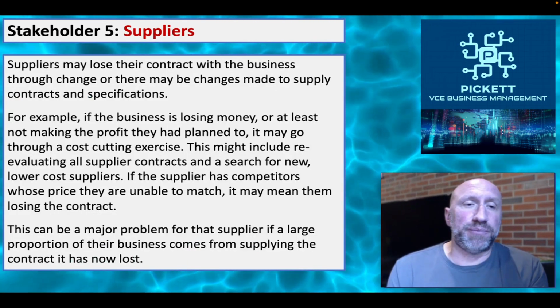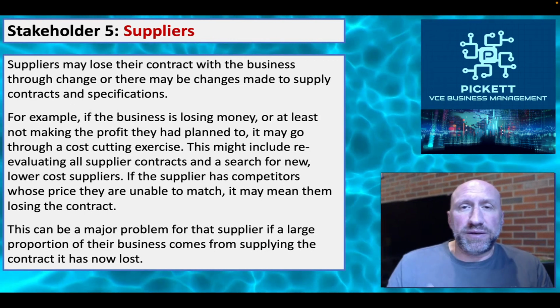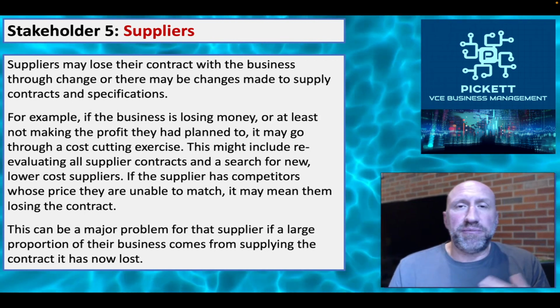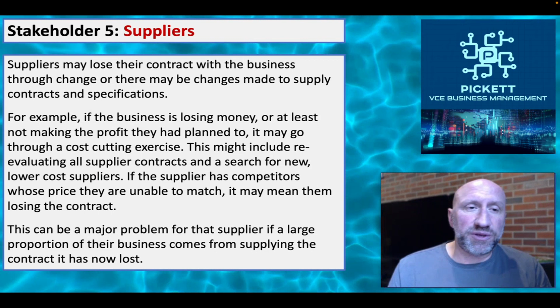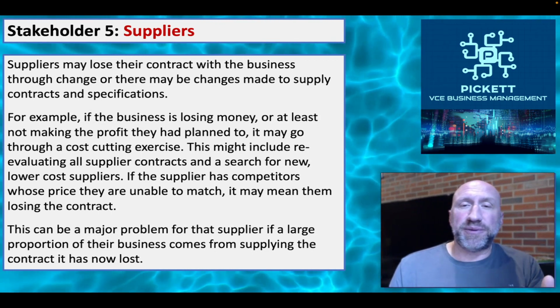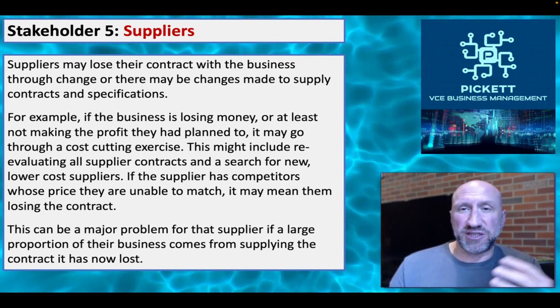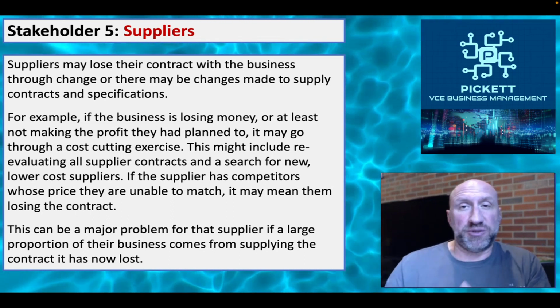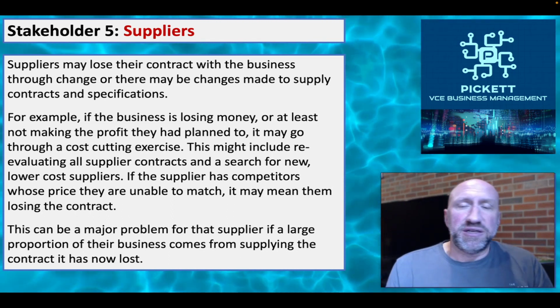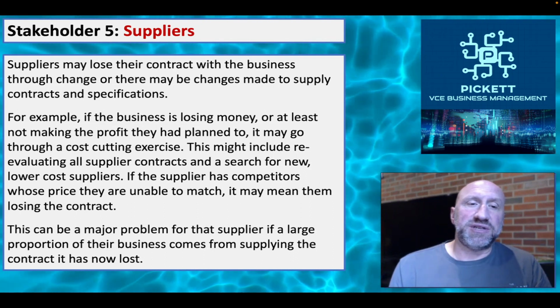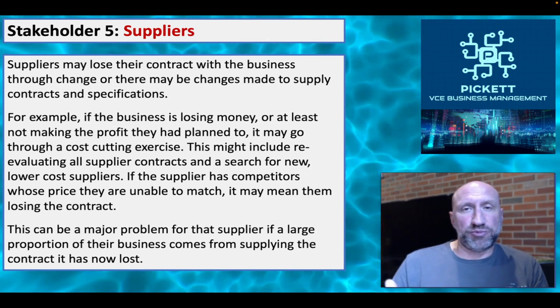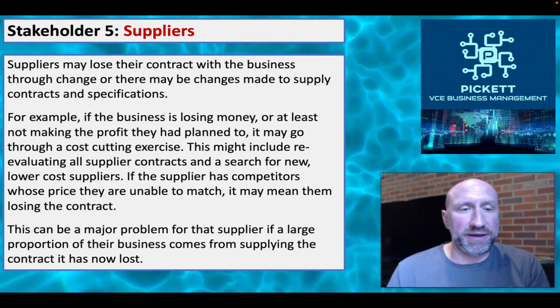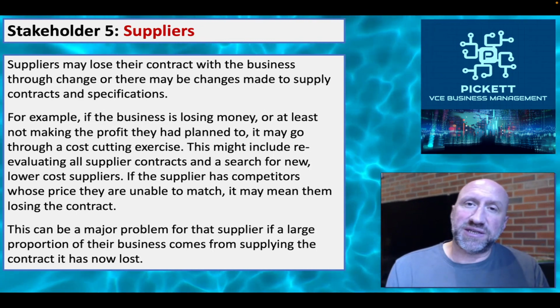Stakeholder 5, suppliers. Look, when businesses are undergoing change, it might be that suppliers lose their contract with a business through change, or there might be changes made to supply contracts and specifications in terms of what the suppliers are supplying to the business. So, for example, if a business is losing money, or at least not making as much profit as they were planning on making, it might go through a cost-cutting exercise.